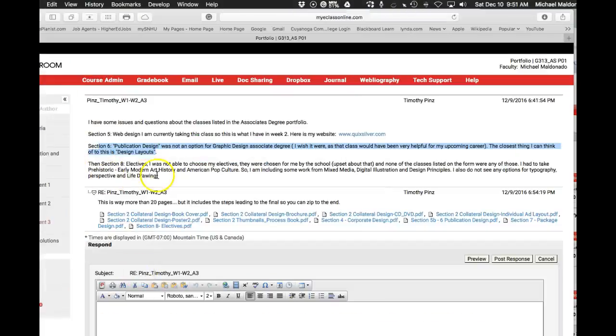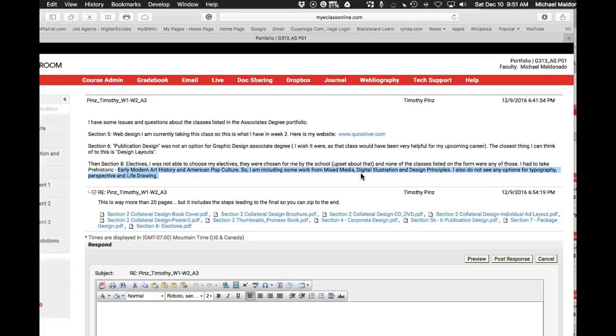Let's go on to the next question. Section 8, electives. I was not able to choose my electives. They were all chosen for me by the school. None of the classes listed. Okay, that doesn't mean your elective classes. That means your elective, which is a section of a portfolio, and basically it means it's a free for all. Basically, it means you can use your electives to show things that you're good at.